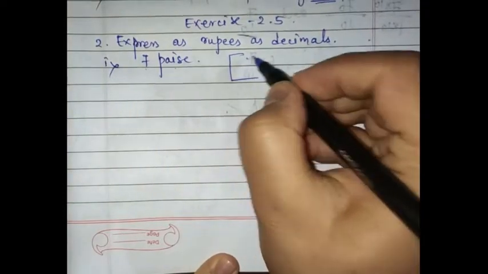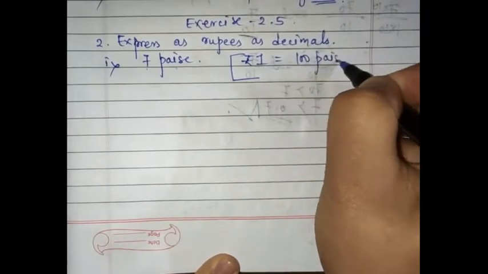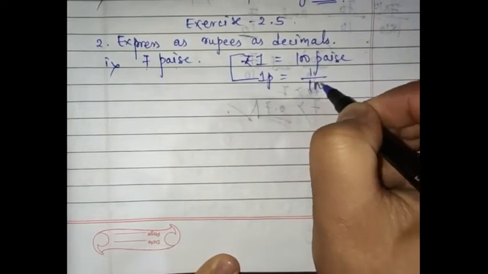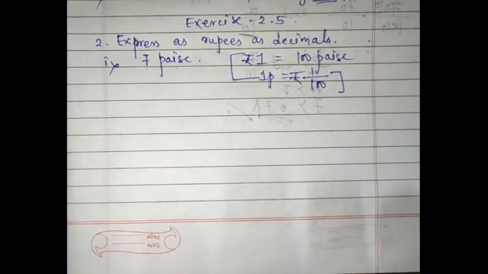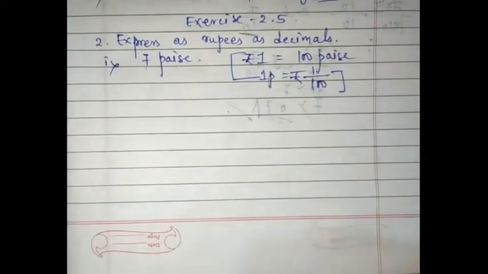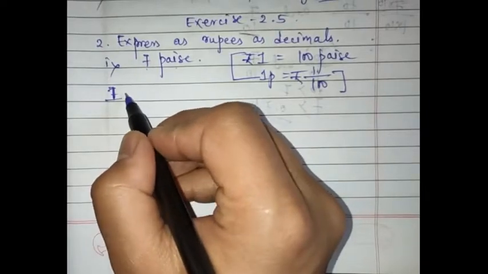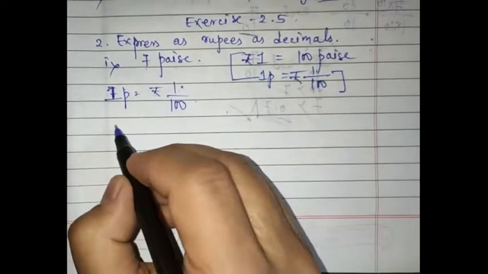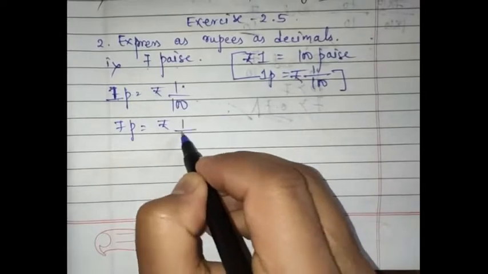That is, 1 rupee is equal to 100 paise, and 1 paisa is equal to 1 by 100 rupees. So this concept should be clear to solve this question number 2. All right, so you have to convert this into rupees and get it in decimal form, right? So we know that 1 paisa is equal to 1 by 100. We have to convert into rupees, no? So if 1 paisa equals 1 by 100 rupee, then 7 paise equals 1 by 100 into 7.